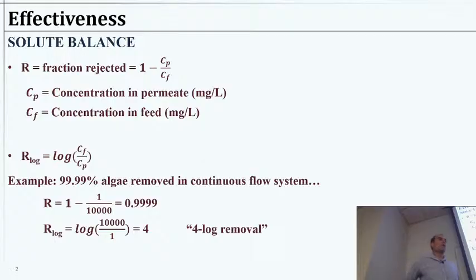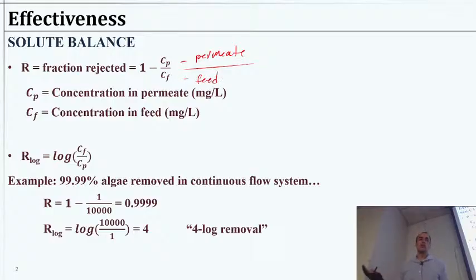Okay, so let's put a few formulas to that type of thinking, and we'll go a little beyond it as well. But we'll start with a solute balance. We just did a problem where we took a look at what was dissolved solute or what was in the solution. If we want to define the fraction rejected, we can describe that as 1 minus the concentration in the permeate divided by the concentration in the feed. So this would be the permeate, and this is the feed.